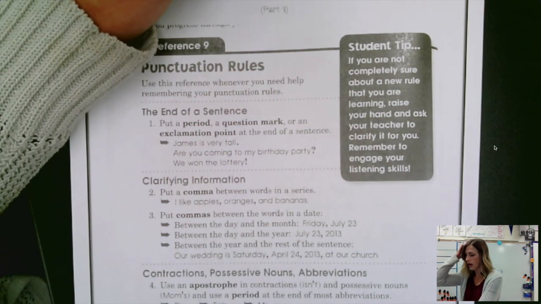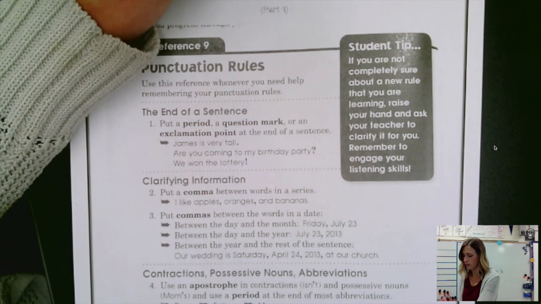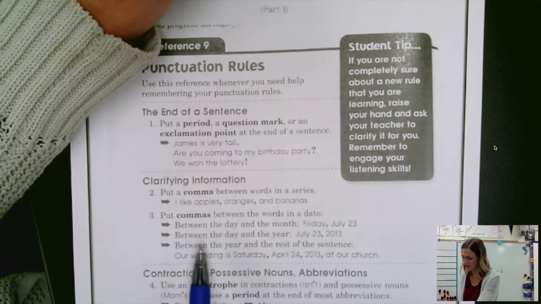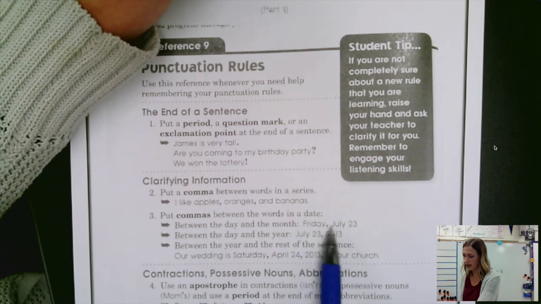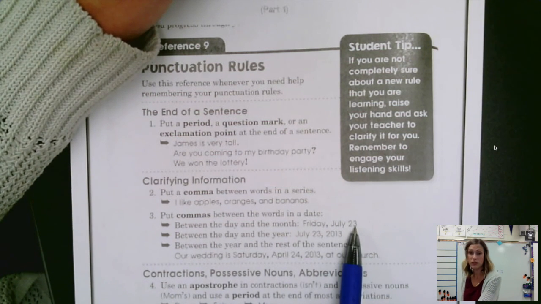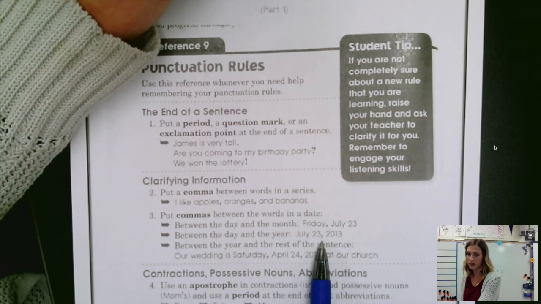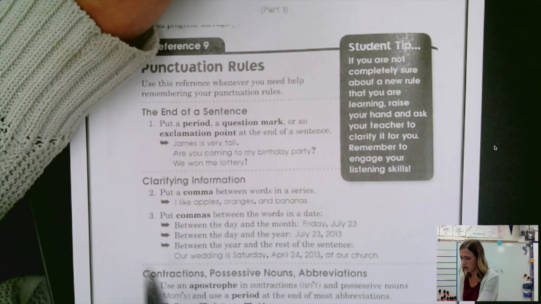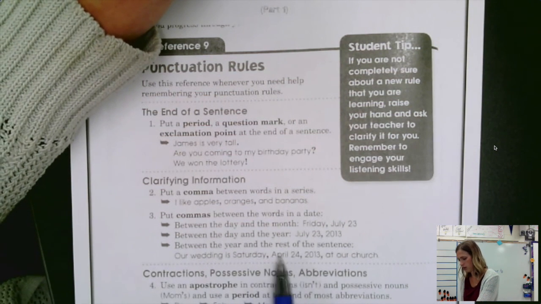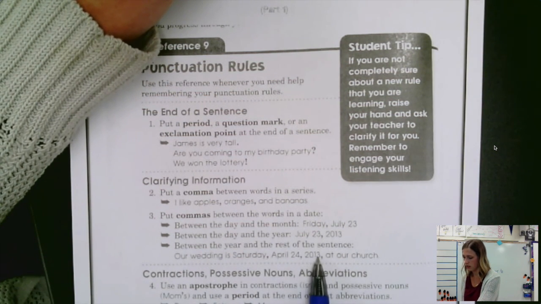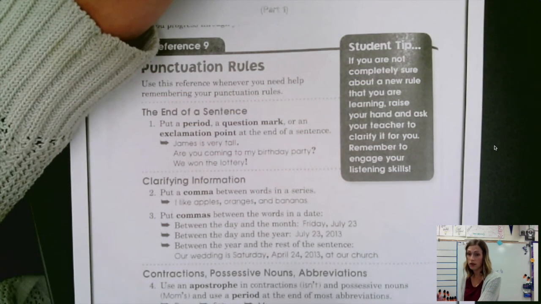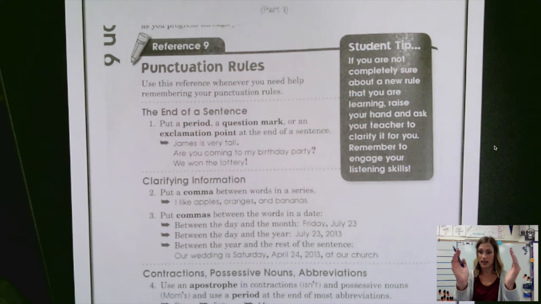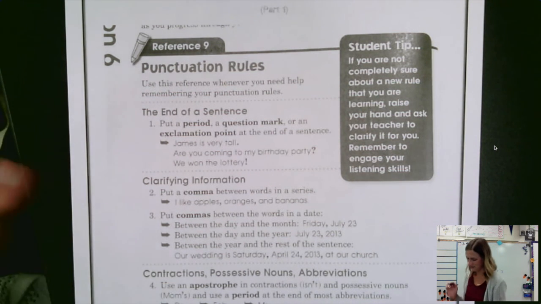We also use commas in our dates. Now, in 3rd grade, we've been learning about this in math class. 4th grade, maybe you've reviewed it too, or you remember it from 3rd grade. Between the day and the month, so Friday, July 23rd. Between the day and the year, July 23rd, 2013. Between the year and the rest of the sentence, so our wedding is Saturday, April 24th, 2013, at our church. Because that was separate, we're going to have that date set off by commas. Don't worry, we'll practice it a ton.